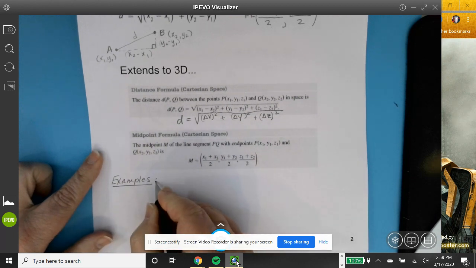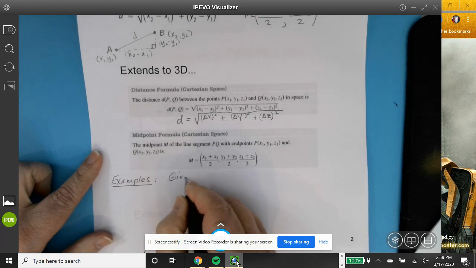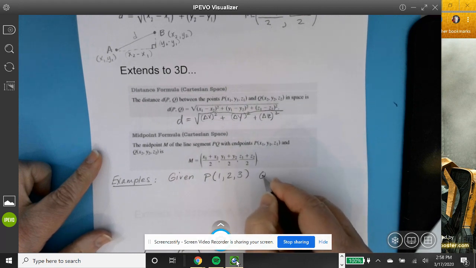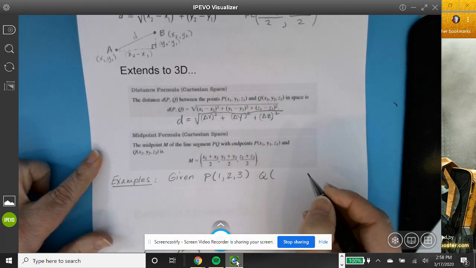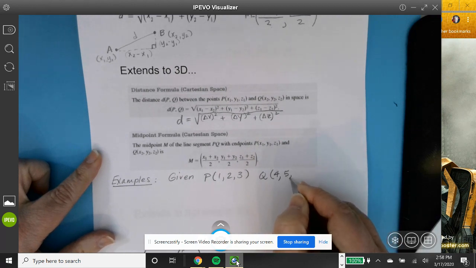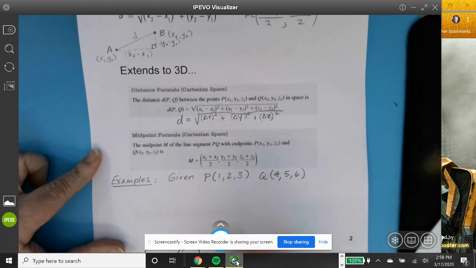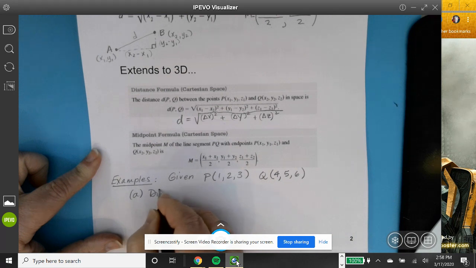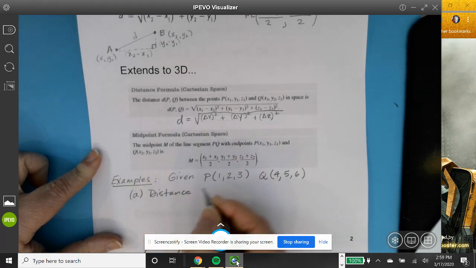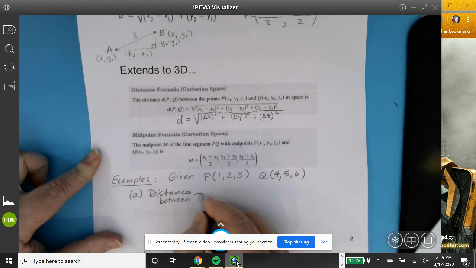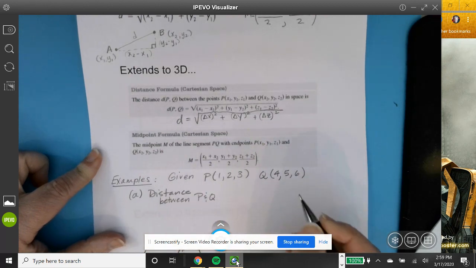Okay, so we're going to give you 2 points. Given P, we'll use P instead of A and B, is (1, 2, 3), and point Q is, well, what do you suppose we should make it? Yeah, let's just be boring and go (4, 5, 6). Nice and sequential. So our first example will be, we'll find the distance between these 2 points, the distance between P and Q.